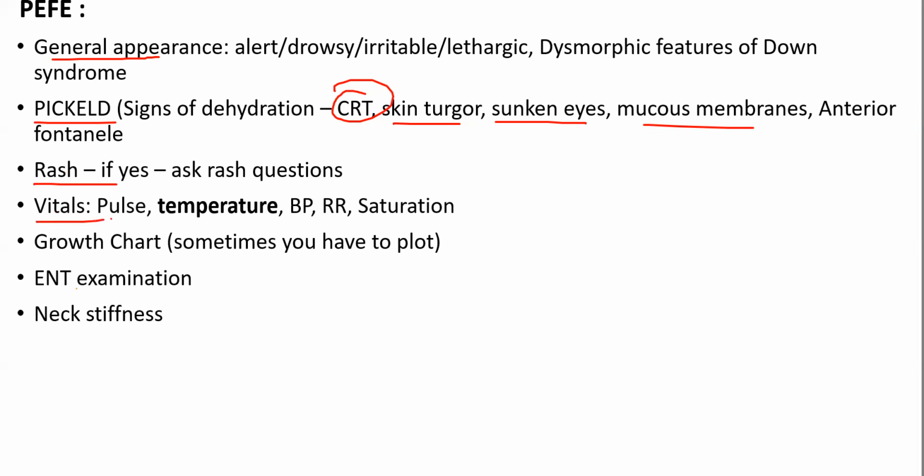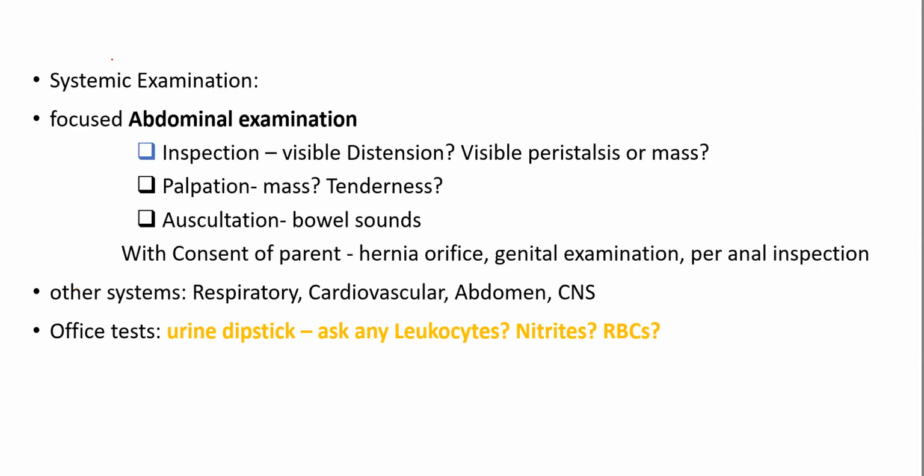Then you would check the vitals, most importantly temperature, and ask for any growth chart. Growth chart is a must for every pediatric physical exam. So we say that we would like to check the growth chart to make sure the child is growing well. After the growth chart, we will start with the ENT examination, so ear, nose, and throat exam. We will check for any neck stiffness.